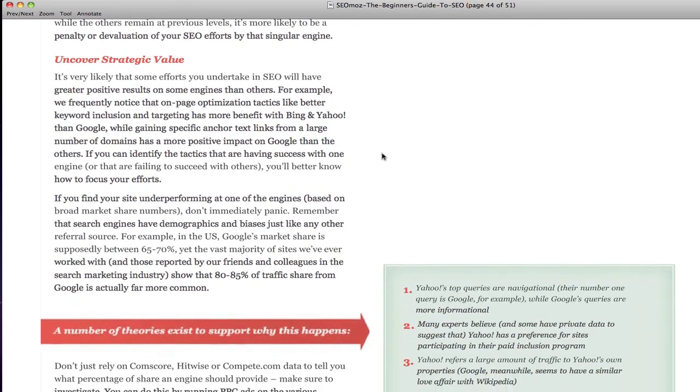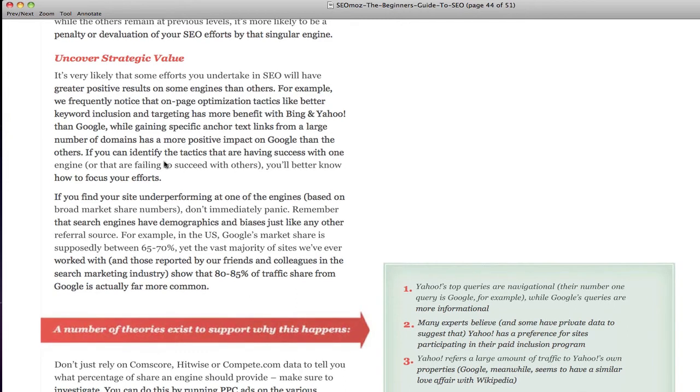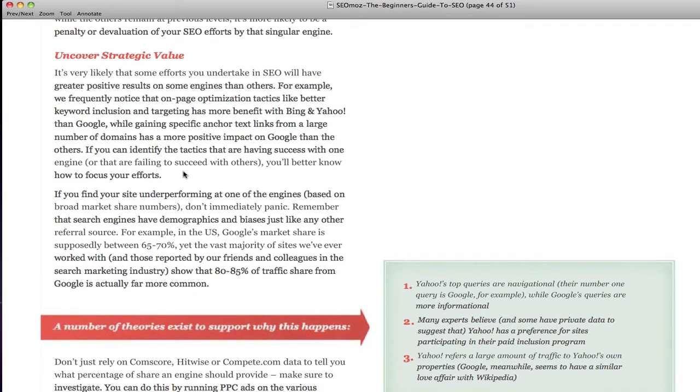And then the other way is to uncover strategic value. You're going to learn that in certain cases, for example, on-page optimization and keyword targeting work better with Bing and Yahoo, while building backlinks with anchor texts and all sorts of backlinking tactics work better with Google. And so you'll understand how to adjust your strategies and your tactics according to the numbers that you see in that breakdown between search engines.